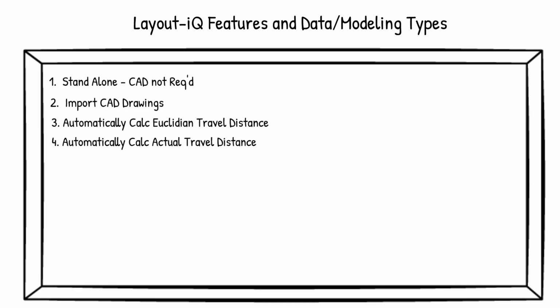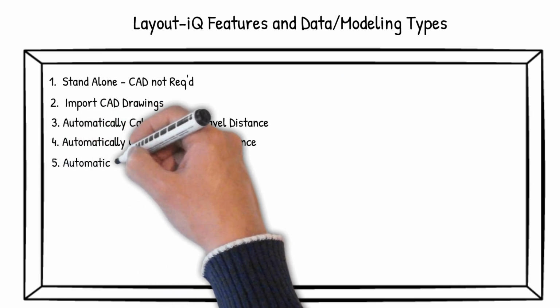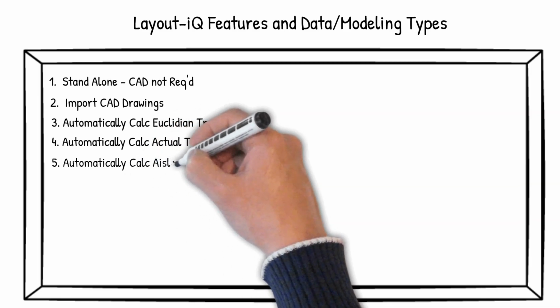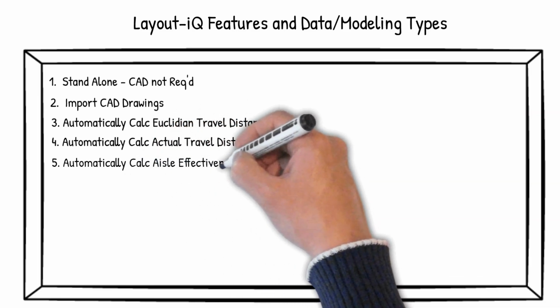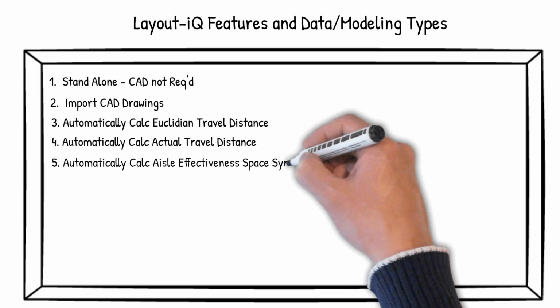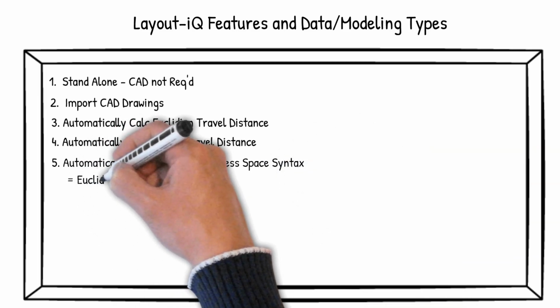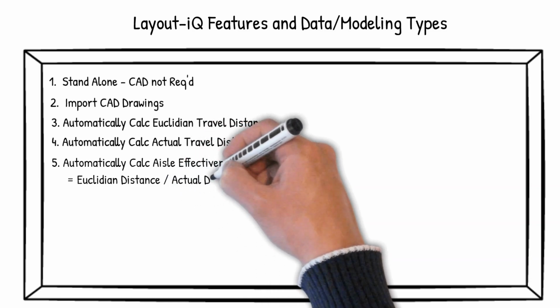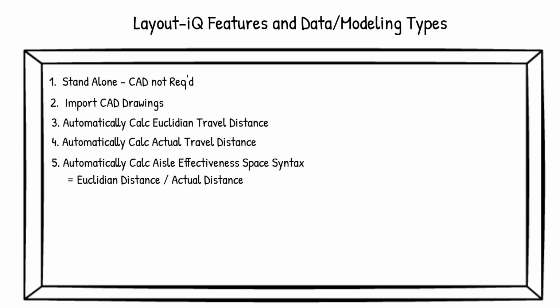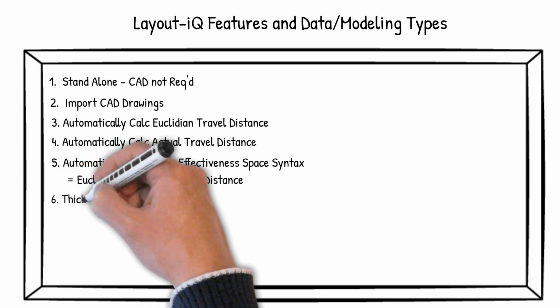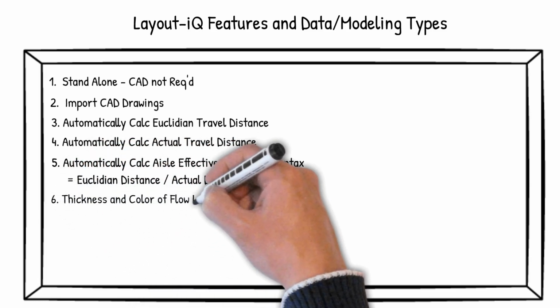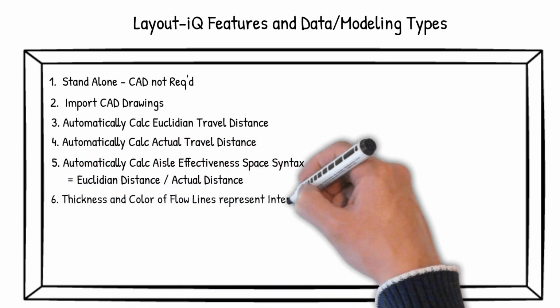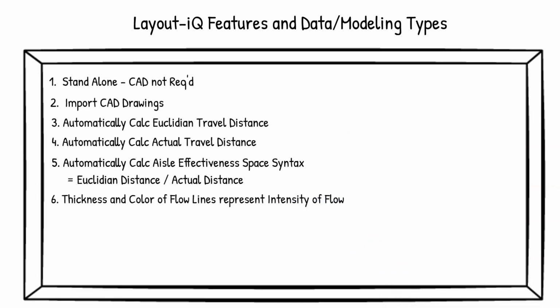Number 5. Layout IQ automatically calculates aisle effectiveness, which tells us how efficient the aisle plan is. This is an important feature for space syntax users. Aisle effectiveness is equal to Euclidean travel distance divided by actual travel distance. Number 6. The thickness and color of the flow lines represent the intensity of flow down each path. The widest red lines represent the highest traffic, then yellow, green, and blue in that order.